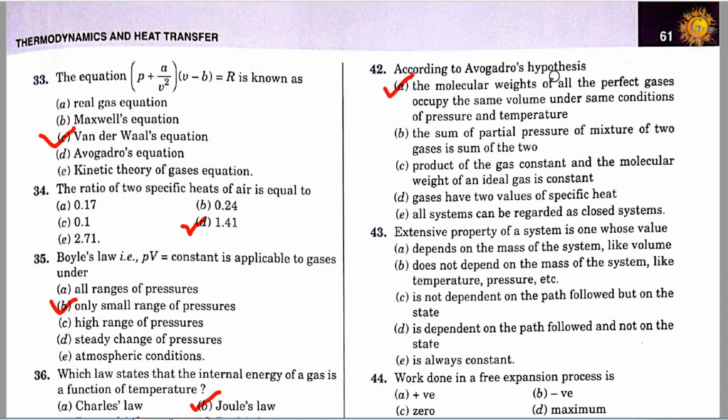According to Avogadro's hypothesis, the molecular weights of all the perfect gases occupy the same volume under same condition of pressure and temperature.